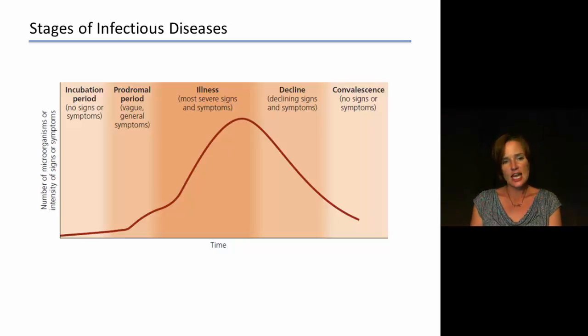During the next stage, the prodromal period, this is where we start to feel some of the effects. The microbe becomes more abundant. When we get to the 3rd stage, we have the full-blown illness, and we start to feel the full force of all of those different signs and symptoms that that particular infectious disease is able to cause. We also have the highest numbers of the microbe at the illness stage. The next stage is the decline. We're going to start to see fewer microbes.